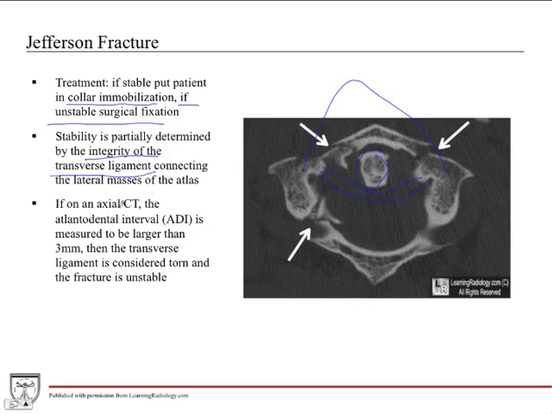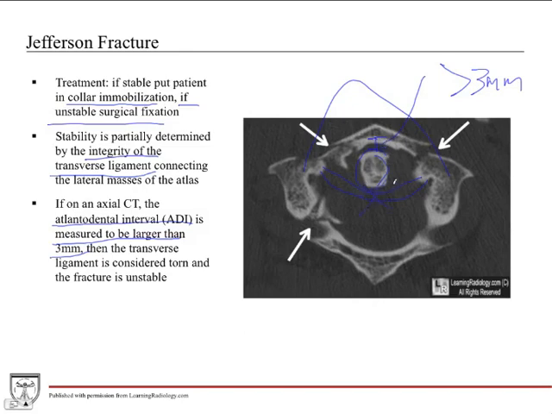One way you can determine that, if you look on an axial CT, is if the atlantodental interval, ADI, is measured to be larger than 3 millimeters. Now, what in the world does that mean? Here's the dens, and here's the anterior arch. This distance right here, see this space? If that is greater than 3 millimeters, and you can measure that on the CT, that usually means that the transverse ligament is torn, okay?